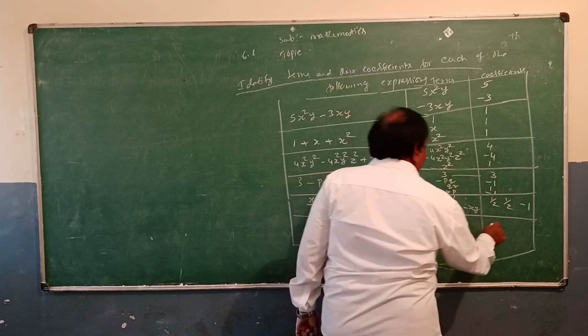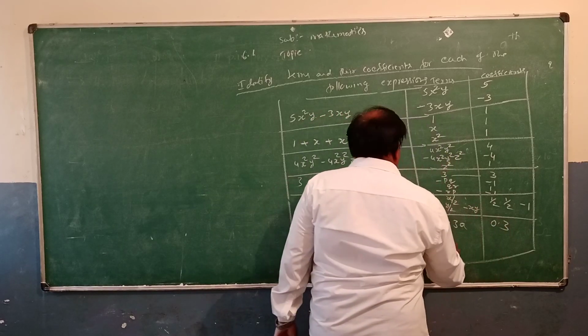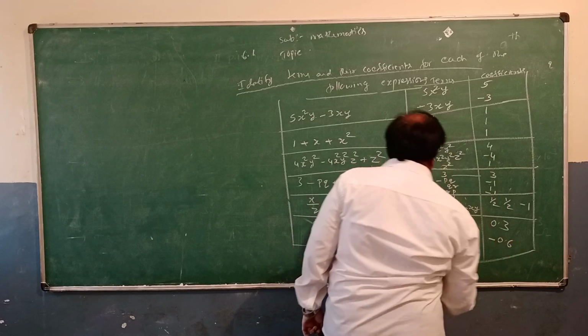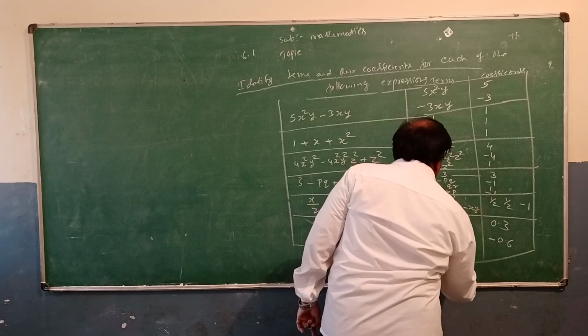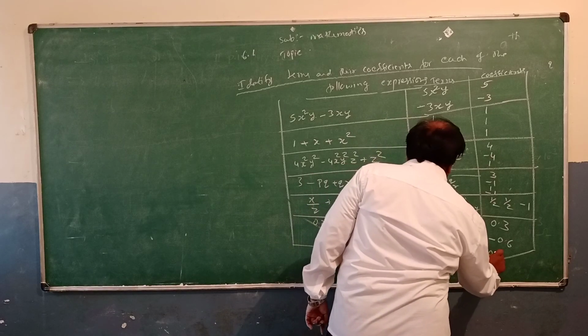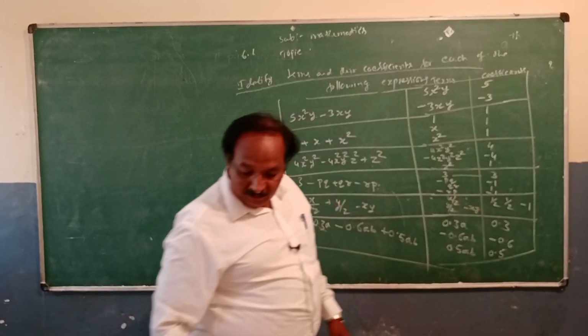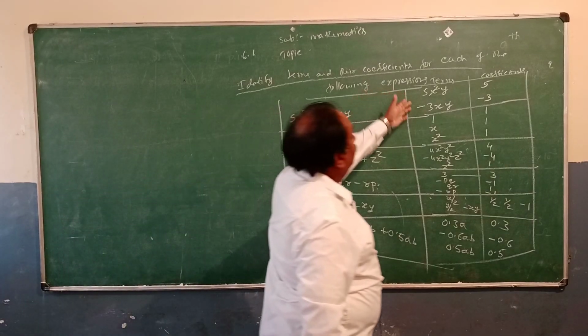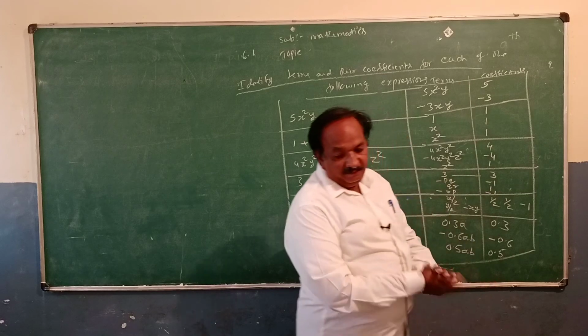Next, 0.3a. This is 0.3. Minus 0.6ab, minus 0.6, and 0.5ab. This is 0.5. So these are all terms, these are all coefficients.